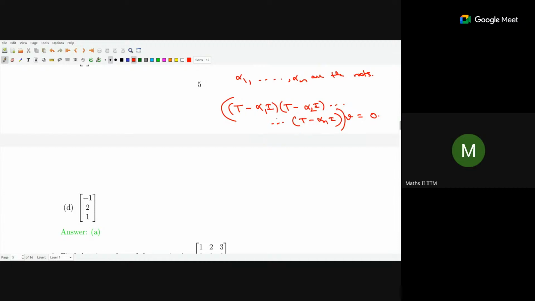Now what does this say? If some transformation times v is giving me 0, it implies that v belongs to the null space of the transformation, t minus alpha 1 I, t minus alpha 2 I, and so on, t minus alpha m I. Now from here we will just claim, this is the claim again, so you can prove it like this also, that one of t minus alpha j I is singular.